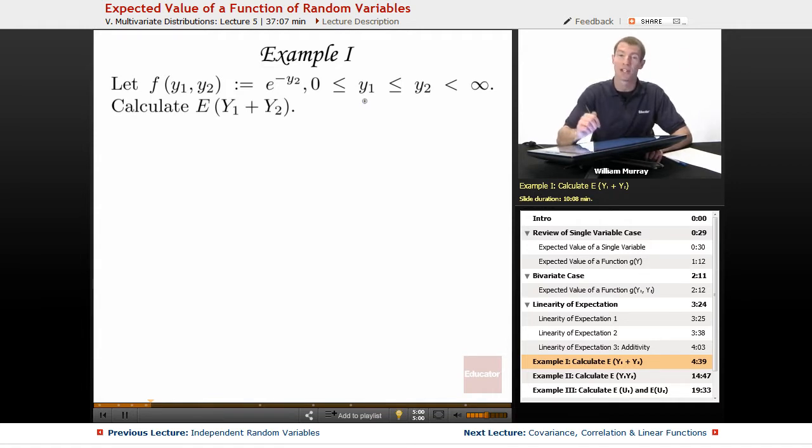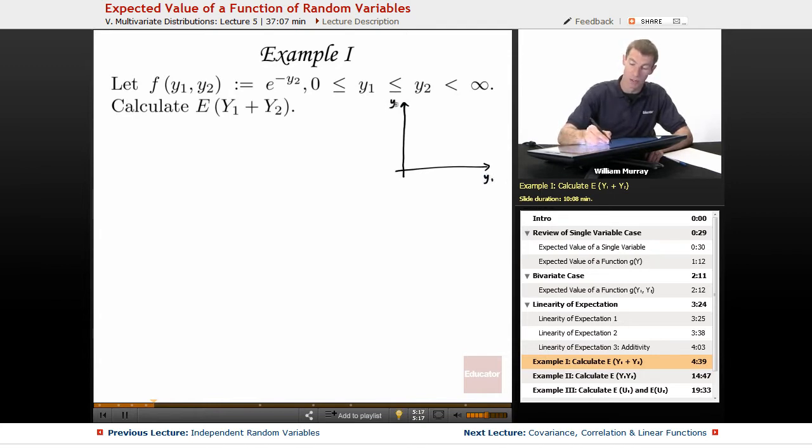And we want to calculate the expected value of y1 plus y2. So right away, what I'm going to do is draw a graph of this region, because it's not a perfectly square region. It's not totally obvious what the region is. So I think the easiest thing is to start out with a graph.